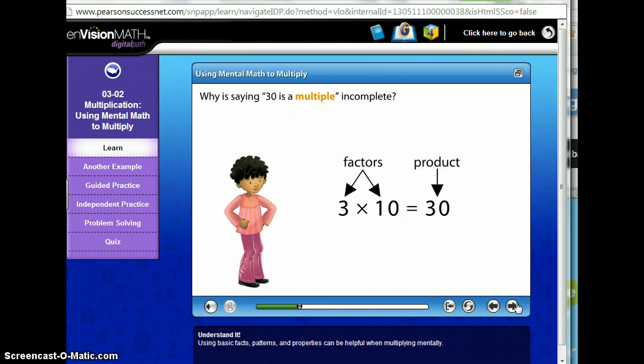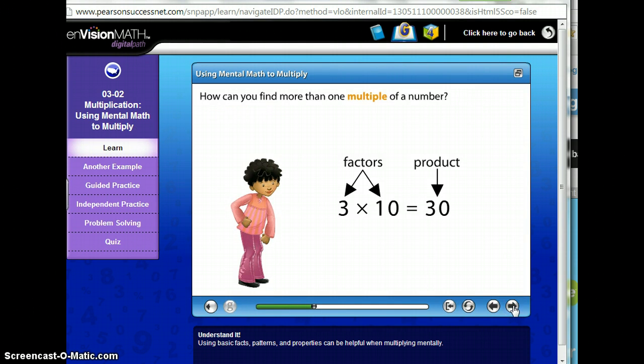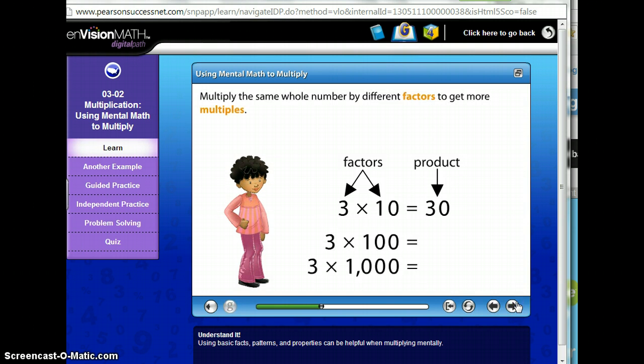Why is saying 30 is a multiple incomplete? Well, it's incomplete because you have to say it's a multiple of what? What is it a multiple of? 30 is a multiple of 3 times 10. Can you find more multiples of a number? Well, we can use that same fact but add zeros to it. What would be 3 times 100? Aiden? 300. Good. And Sarah, how about 3 times 1,000? Now, if you can do basic facts like that in your head, today's lesson is going to be a piece of cake for you.